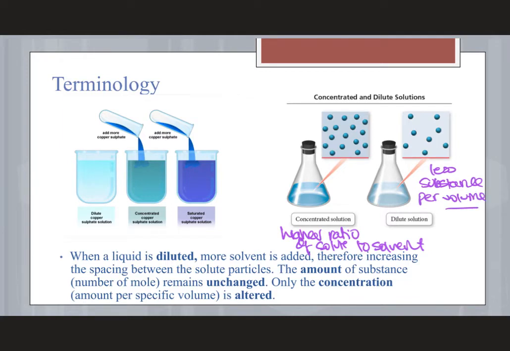So if we want to make a solution more concentrated, we can add more solute and it will become steadily more concentrated up until a saturated solution, remembering that a saturated solution can't hold any more. When our liquid is diluted, we can add more solvent. This increases the space between the particles, but the number of moles of substance doesn't change. So when we're diluting, we add solvent rather than solute, and it makes the concentration lower.